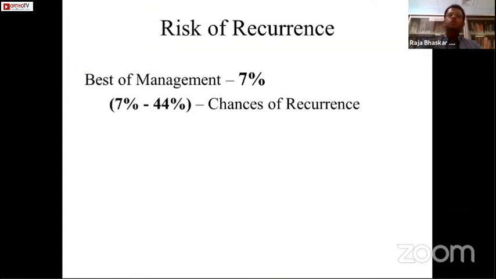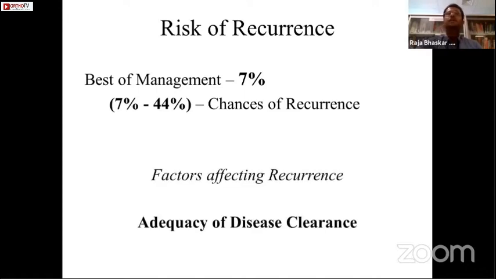So there have been numerous papers on GCT, and if you go through them, even in the best of hands, with experienced management, with the best of adjuvant therapy, with the best amount of disease clearance, you have a 7% chance of recurrence. Various papers quote between 7% and 44%. So you have to be aware that there is a chance. You have to be knowledgeable of the fact and also inform patients that you have a chance of recurrence.